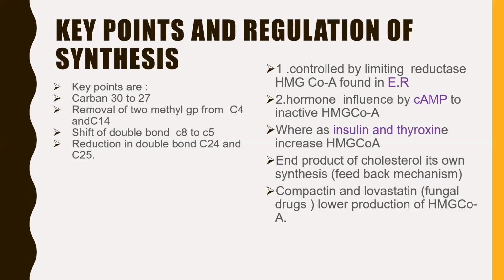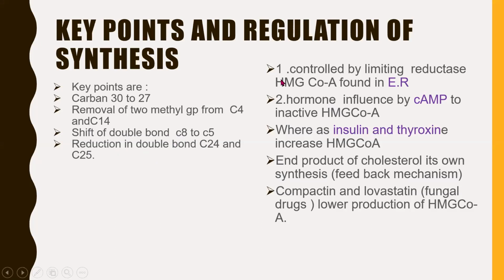Key points to be remembered: carbon atoms reduce from 30 to 27 in the synthesis of cholesterol. Removal of 2 methyl groups from carbon atoms 4 and 14. Shifting of double bonds from carbon atom 8 to 5. Reduction of the double bond at C24 and C25 is the final step in the production of the cholesterol molecule.